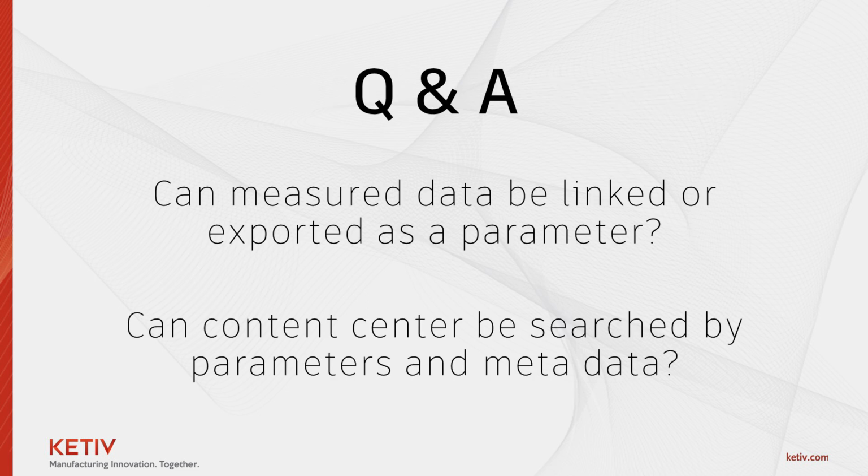I'm sure you can see them, Loren, too, about parameters. Can measured data be linked or exported as a parameter? And then as well, can Content Center be searched by things like parameters and metadata as well? So the first thing I'll answer is the measure command. With the measure command, since we've refreshed it, that's the number one request we have now, is that they would like to link those values directly into parameters. So it's something that's on our roadmap, but it is not currently in product.